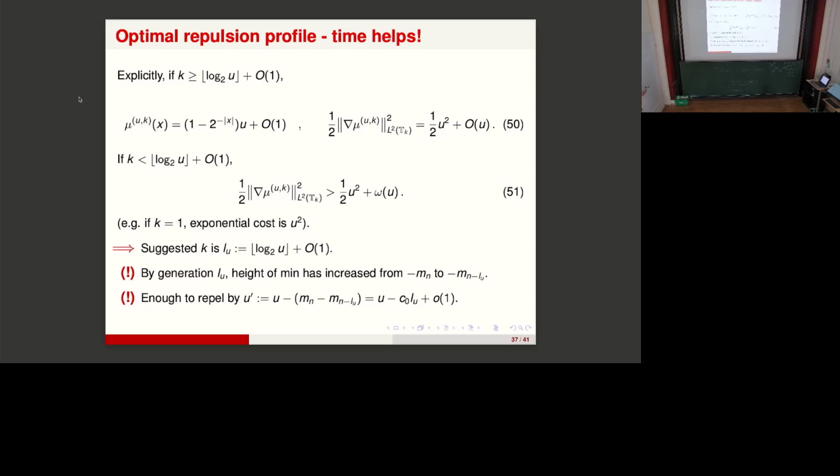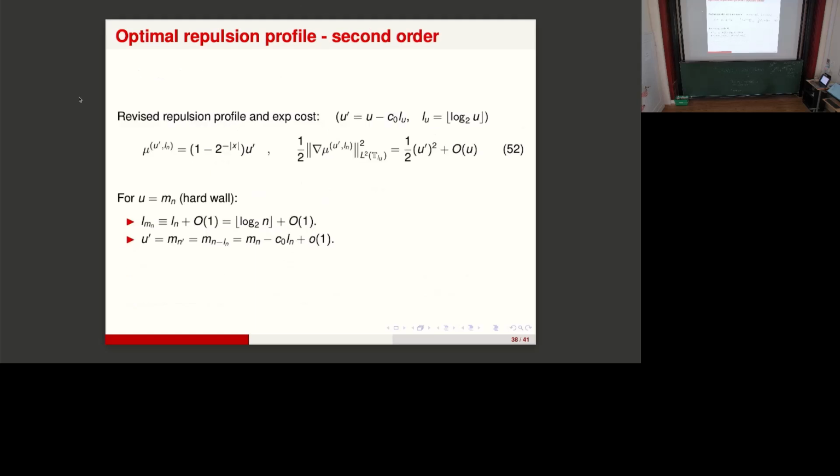And that really explains why the lift is smaller than m_n, because the entropic repulsion order is smaller than m_n. So then actually you raise the field not to u but to u prime, and this is the optimal profile and the minimal energy. And then if you plug in m_n, the hard wall problem, then this L_u becomes log_2 n, and this u prime becomes this m_n prime.